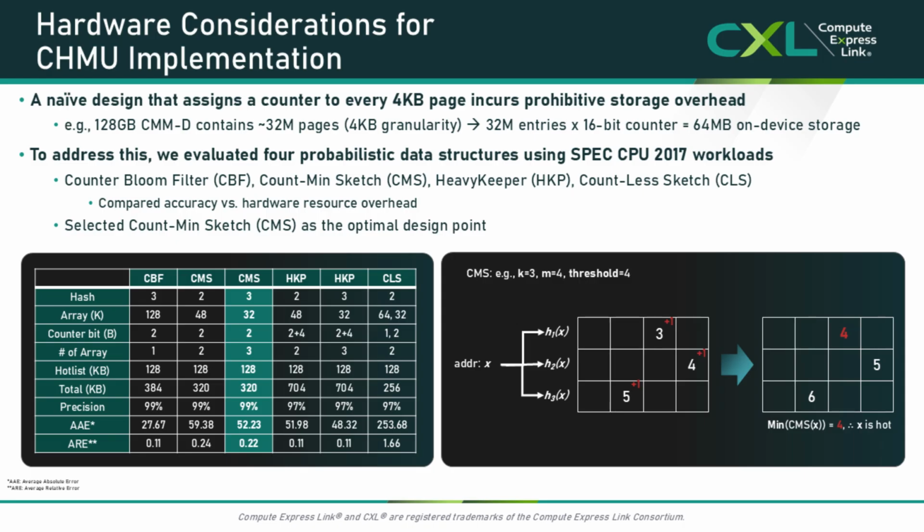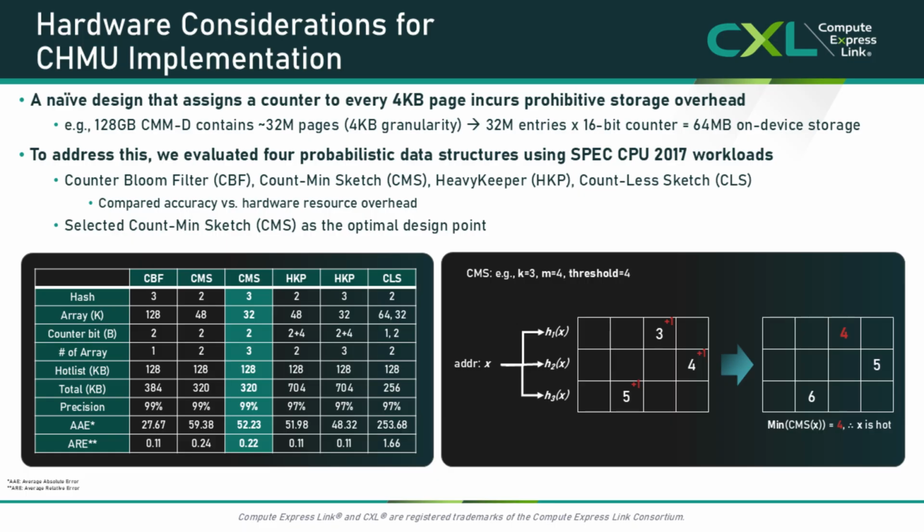Implementing per-page access counting in hardware is not trivial. A straightforward approach is to maintain a dedicated counter for each page. However, this quickly becomes impractical as memory capacity increases. For example, with 128 gigabytes of memory, more than 30 million pages need to be tracked. Storing counters for all of them would require tens of megabytes of memory, which is significant overhead for the device.